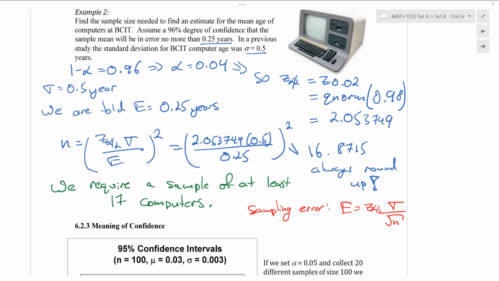So that's where we'll leave it now. We'll go on to continue and interpret these things, and do a few more examples in class.